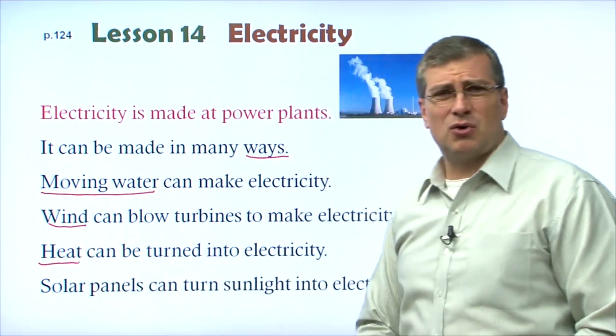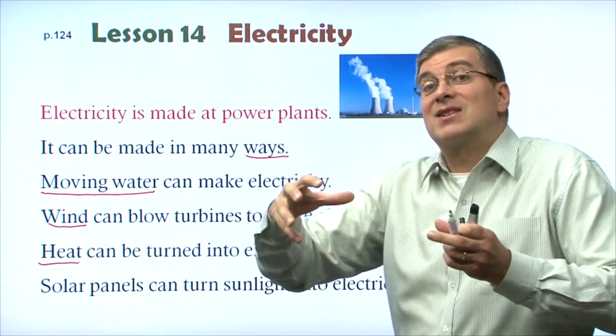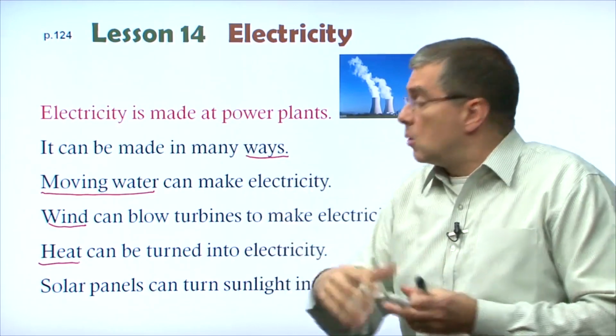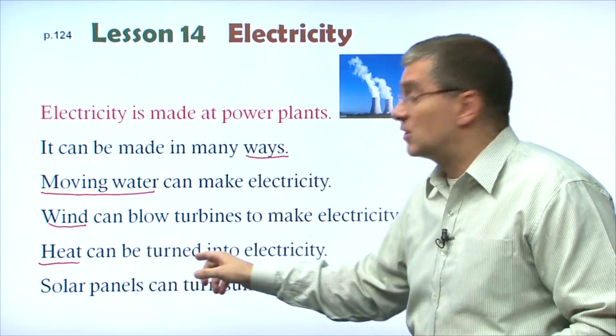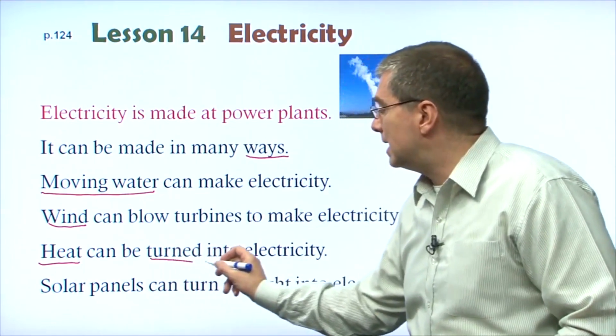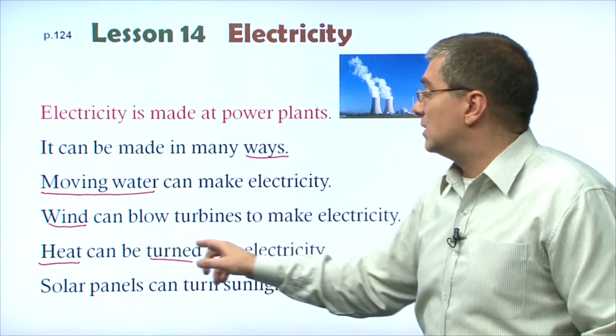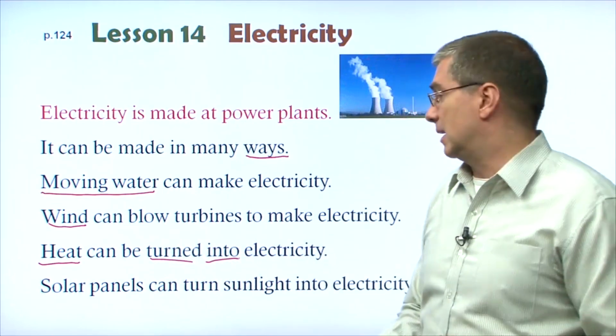A third way, heat. Is heat motion? Well, if you think about it, heat makes things expand. You have motion there. Heat can be turned into... Remember our word turn into from the vocabulary section. I talked about that. Heat can be turned into electricity.